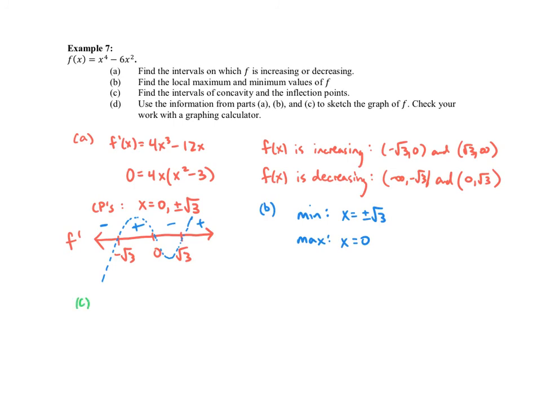With part C, we're looking at the intervals of concavity and the inflection points. So we want the second derivative. It's going to be 12x squared minus 12. And we want to set it equal to 0. Remember, we also want to pay attention to any undefined second derivatives, but it's a polynomial, and so we're okay here. We can factor out a 12 and get x squared minus 1, and we can factor it one more time, get x minus 1 and x plus 1.